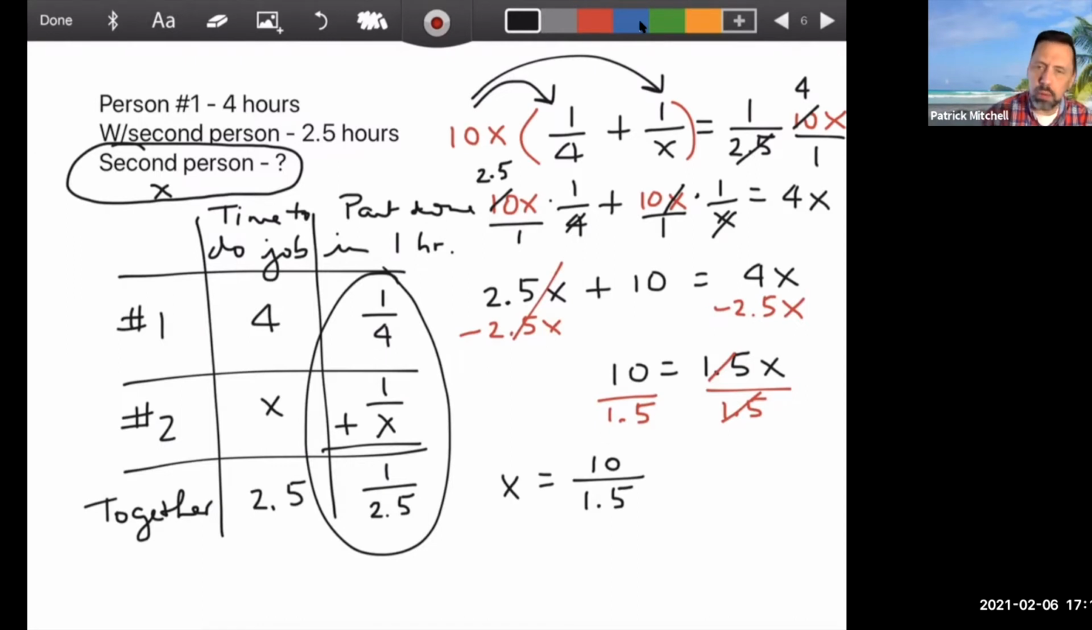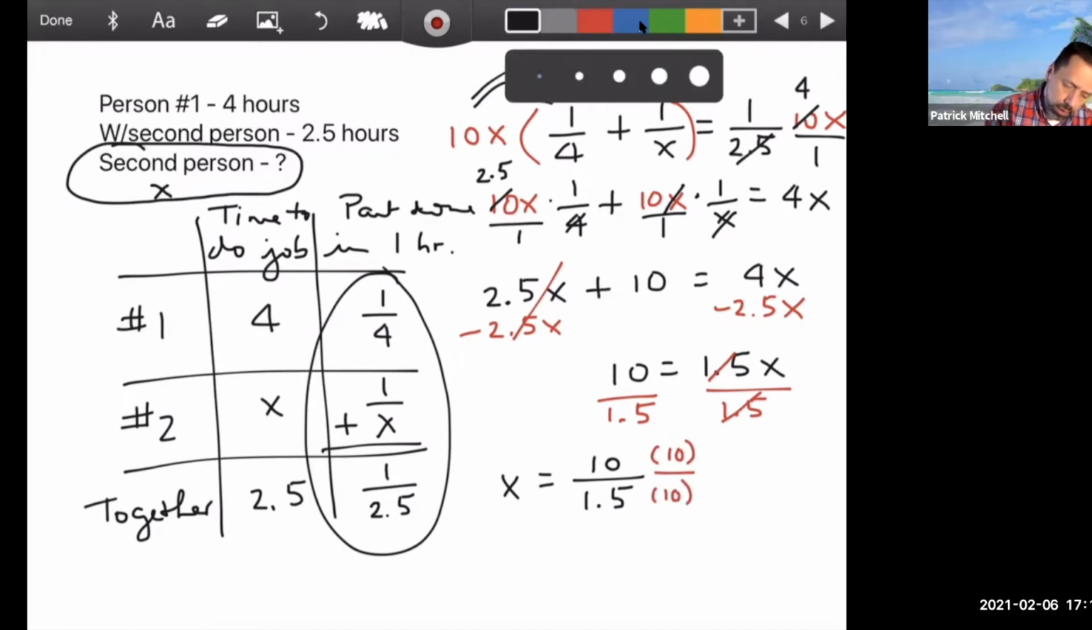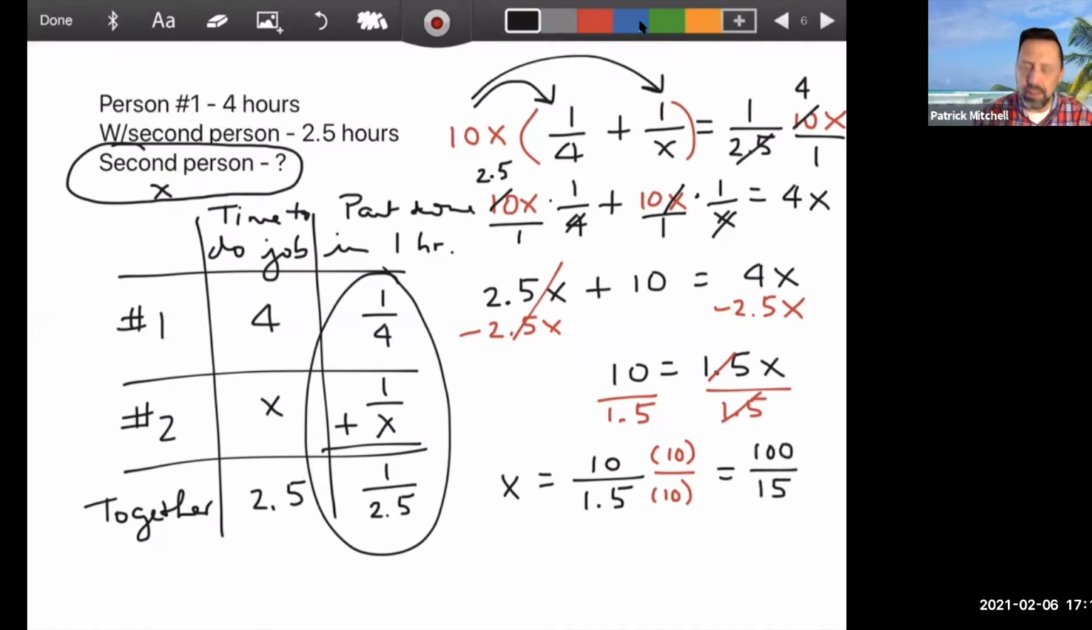Okay, well, here's what I would do. You can get rid of that 1.5 by multiplying by 10. Hopefully you remember that when you multiply a decimal by 10, it just moves the decimal point one place to the right. So that would give us 100 over 15. And then you can simplify that fraction by dividing out a 5. And that would give you 20 over 3, which is 6 2/3. Okay, so hopefully you know how to do that by now.